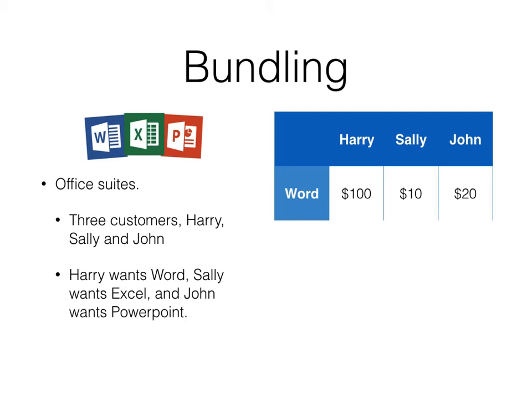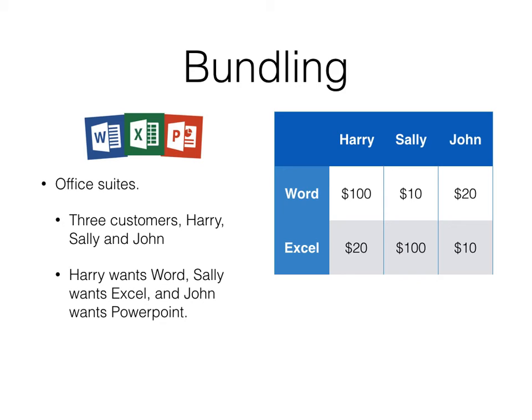Harry would be willing to pay up to $100 for Word. Sally would be willing to pay $10. John would be willing to pay $20. If they priced at $10, they would sell $30 of Word software. If they priced it at $20, they would get $40 because now only John and Harry would buy Word. And if they priced it at $100, then they would get $100 because now only Harry would buy Word. So their best option is to price Word at $100 and only Harry will get it.